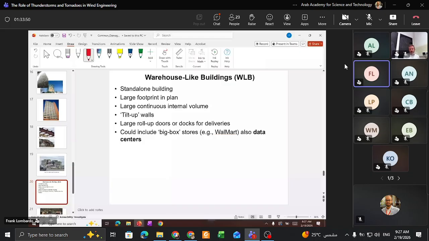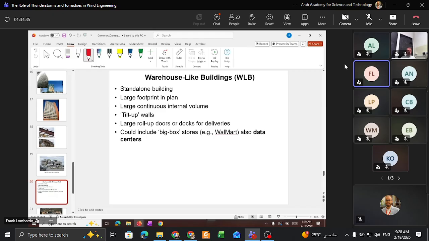The last thing I'll show in the pictures are these warehouse-like buildings. You probably hear about them, especially out in the suburbs, like department stores or large stores, that have this type of construction, a large standalone building with a very large footprint. It also has a large continuous internal volume, so basically one giant internal volume inside, not a lot of partitions, like for a store, or a distribution facility where they're bringing a lot of goods in and shipping them out. It's just a big open space inside.